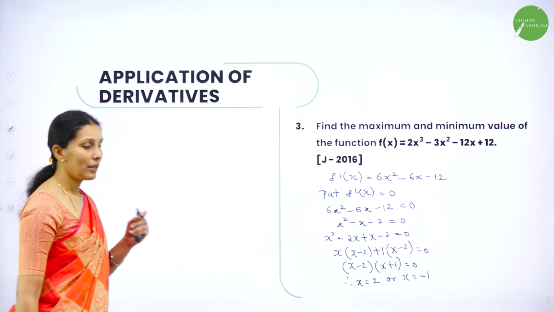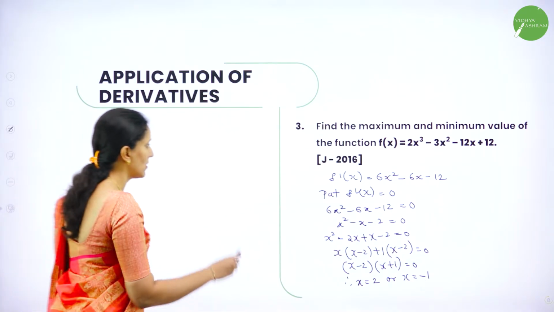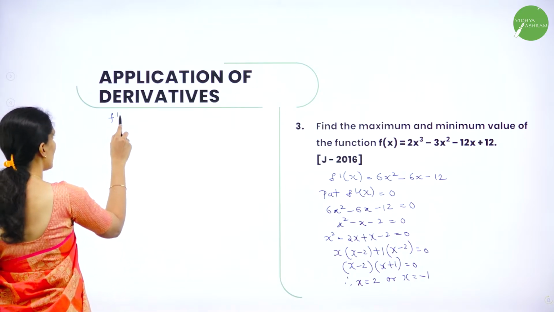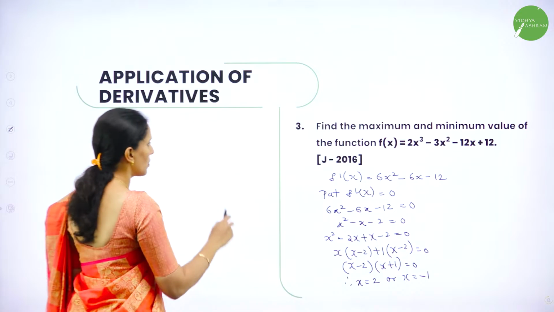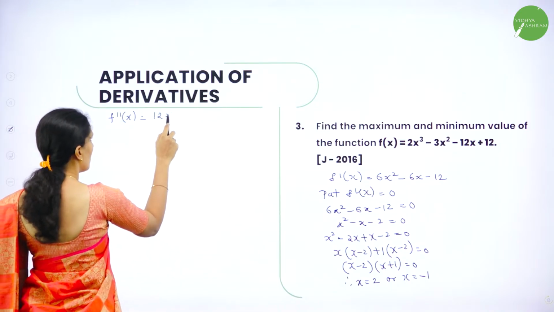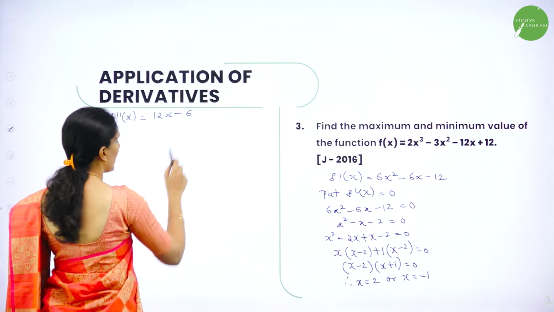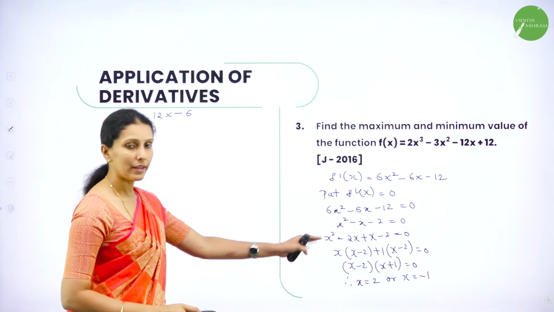Now let us derive again f dash of x. Find the second derivative, that is f double dash of x is equal to, so we have here 6x square, which becomes 12x, minus 6x is 6, minus 12 is 0. Now we have the critical points.